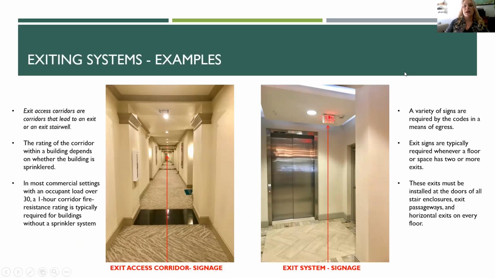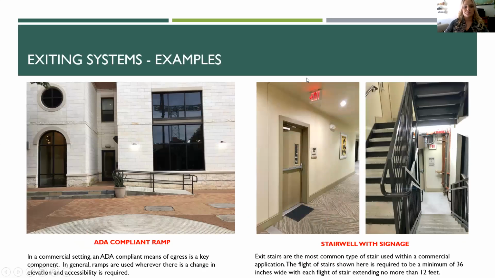A variety of signs are required by the codes in the means of egress. Exit signs are typically required wherever a floor or space has more than 2 exits. These exits must be installed at the doors of all stair enclosures, exit passageways, and horizontal exits on every floor, exactly as you're seeing right here. Some additional examples of your exiting systems are going to be shown here as well.